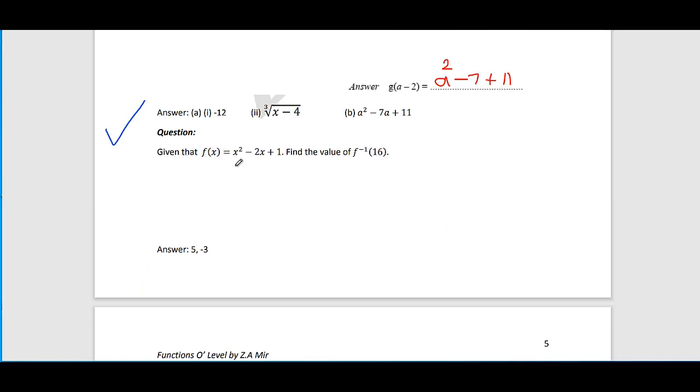In this question, the function is x squared minus 2x plus 1. This is a quadratic expression. Find the value of f inverse of 16. So in this question, we have to find the value of f inverse of 16. Here what we have to do is first find the inverse function, and then we will plug in 16 into that function.